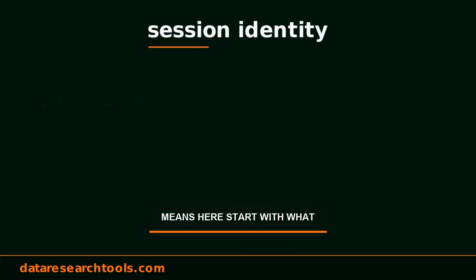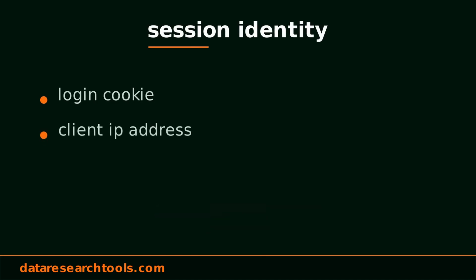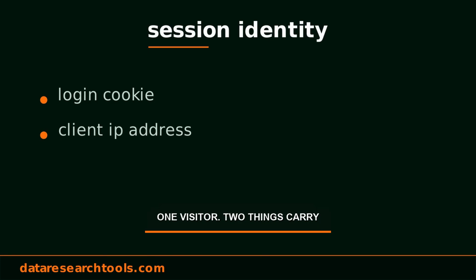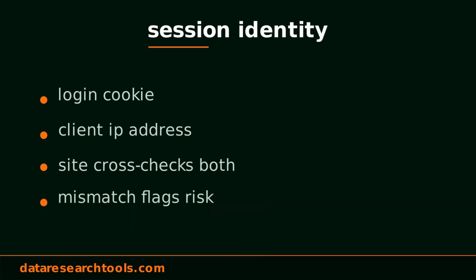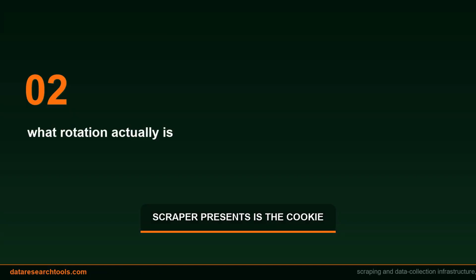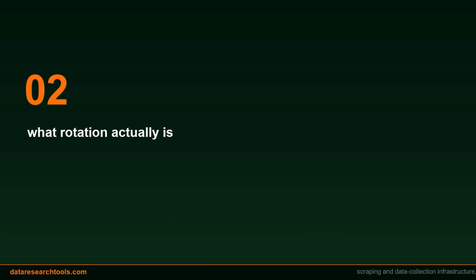What a session even means here. Start with what a session is, because both settings revolve around it. To a site, a session is a sequence of requests it treats as one visitor. Two things carry that identity. One is the cookie the site handed you at login, and the other is the address that cookie keeps arriving from. A careful site cross-checks them, so the identity a scraper presents is the cookie and the IP together. And the moment those two stop agreeing, the site has a contradiction to act on.